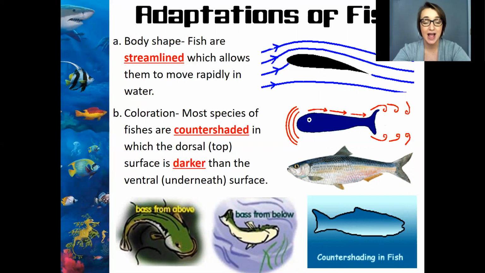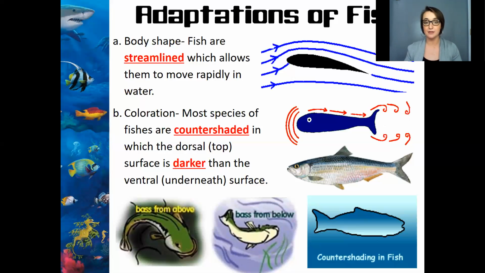Another adaptation that these fish have is their color. Most species of fish are what's called counter-shaded. This is exactly what that bottom picture shows. This is where the dorsal, or the top of the fish, is much darker than the ventral, or the underneath part of the fish. This is because when you're looking at a fish down into the water, having that dark top allows it to camouflage itself better. If you had a white fish, like those big koi fish, you can see them very clearly, but because they're darker, they blend in a little bit better. So they're better hidden from predators. Same thing with having that light bottom.